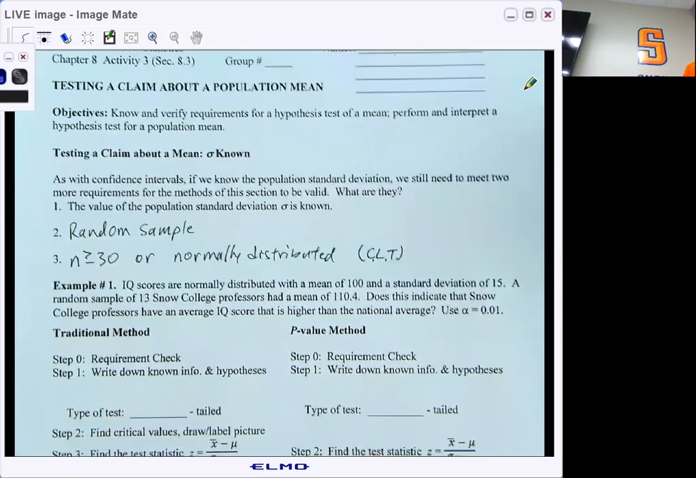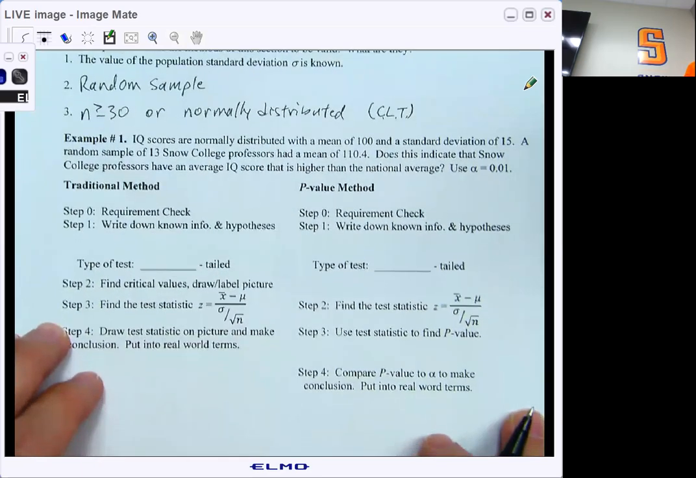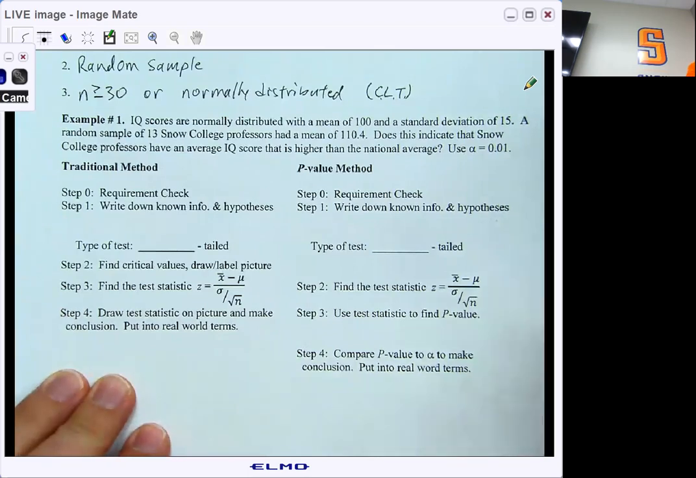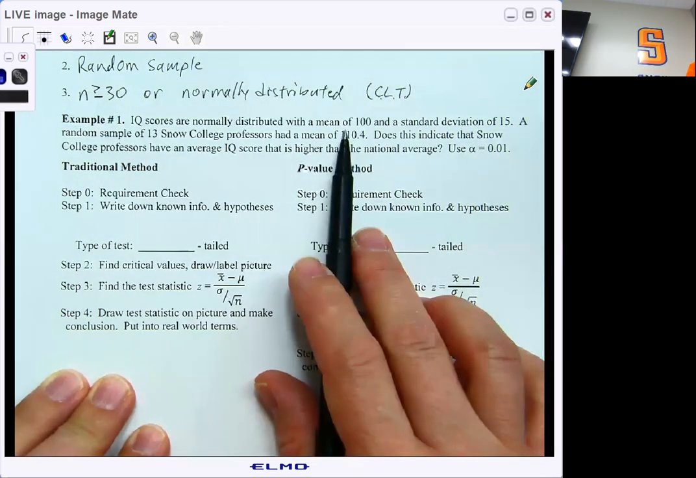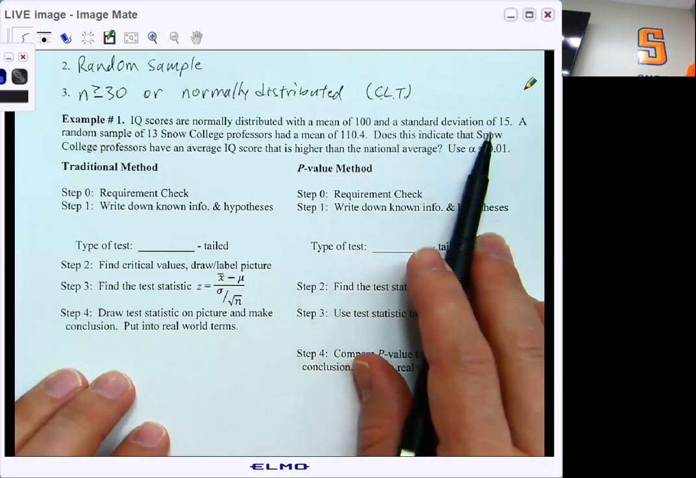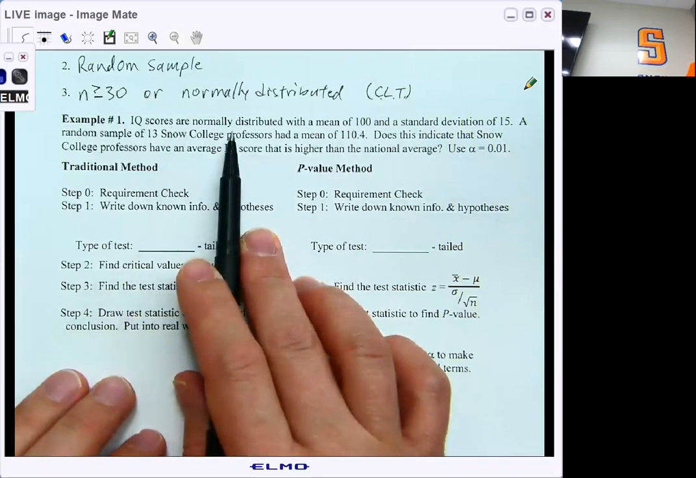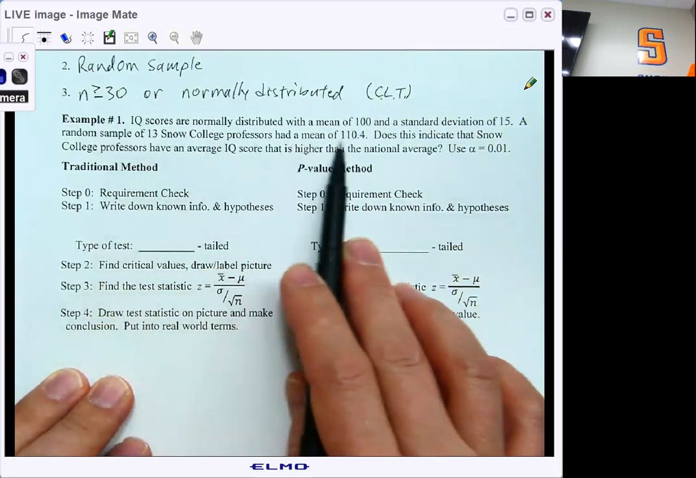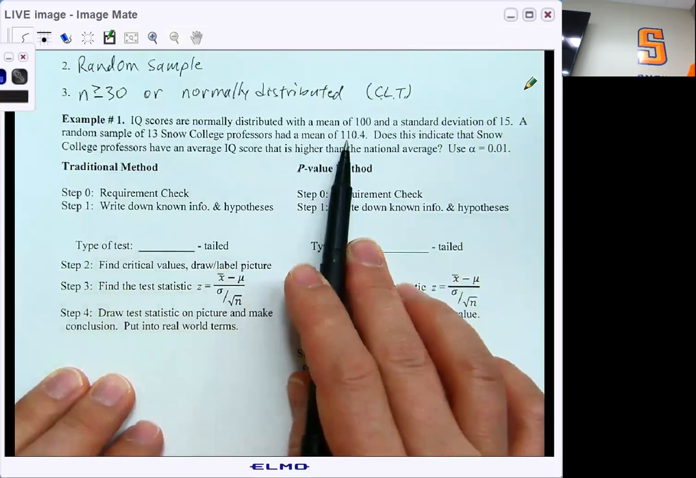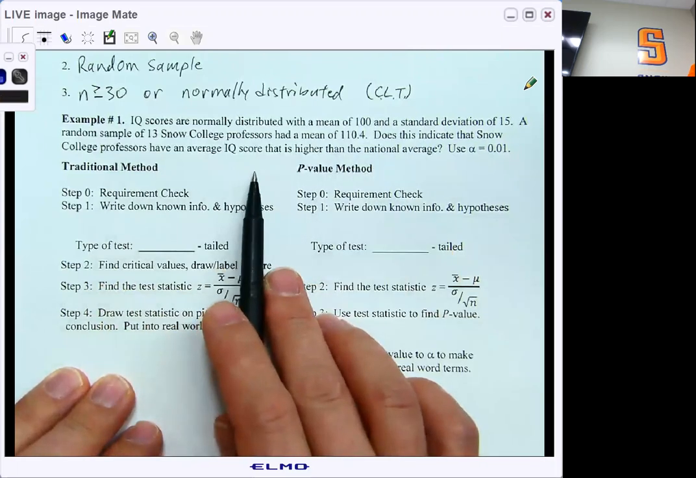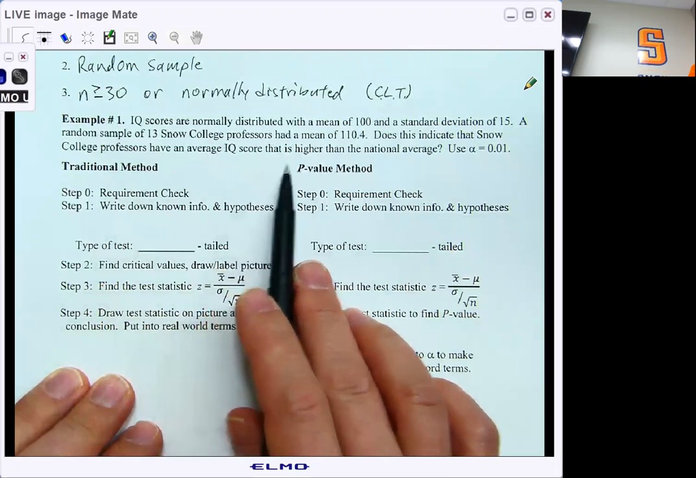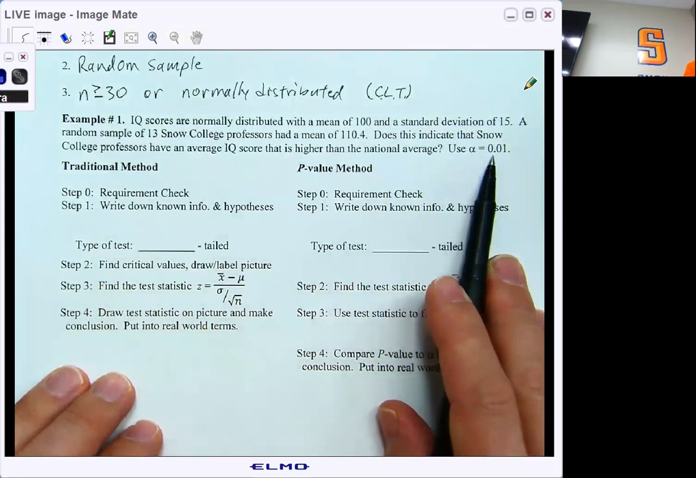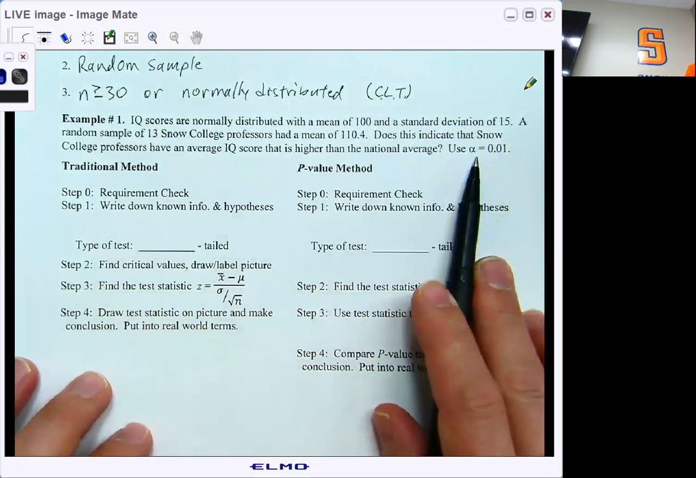One of the few cases where we do know the actual population standard deviation is the Wechsler IQ test. They are set up so that we have a mean of 100 and a standard deviation of 15, and IQ scores are normally distributed. A random sample of 13 Snow College professors had a mean of 110.4. Does this indicate that Snow College professors have an average IQ score that is higher than the national average? And this time, we're going to change it up a little bit, and I'm going to give you a 1% level of significance for alpha.